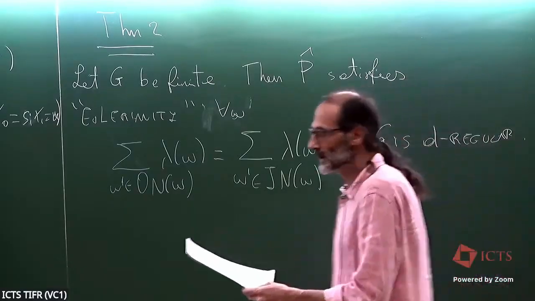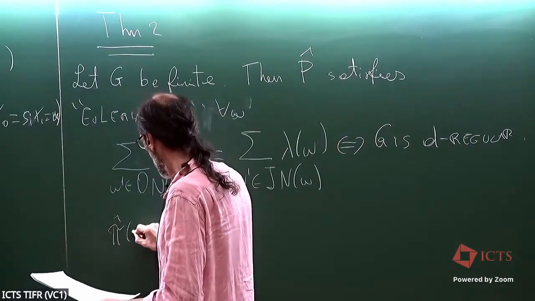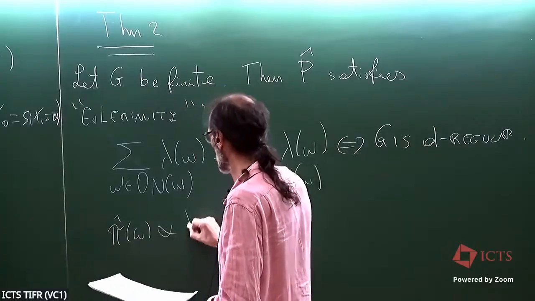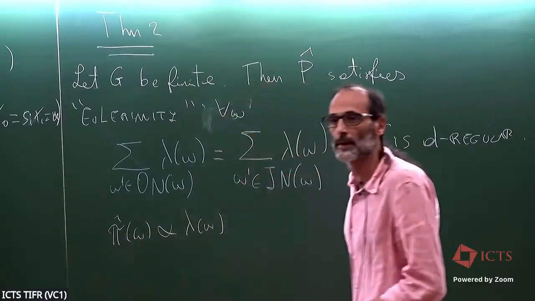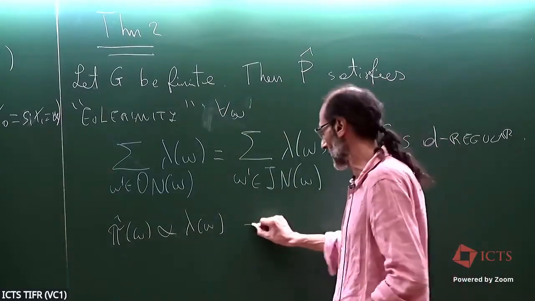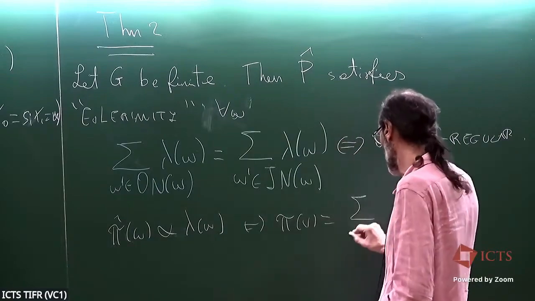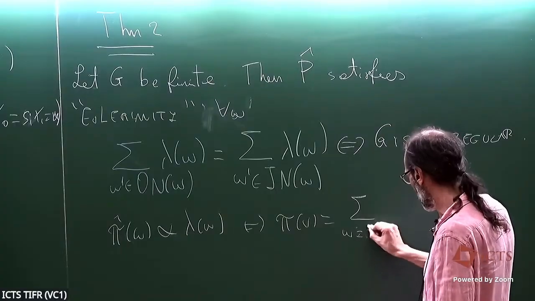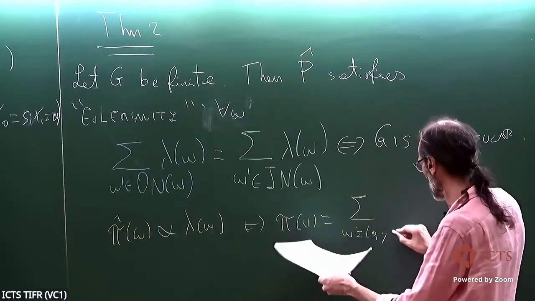in which case the invariant measure is explicit, and it's simply proportional to this weight, lambda W, to its weight. And in particular, if you pull back to the original space, the invariant measure is nothing but the sum over the wedges ending with the last point in V.